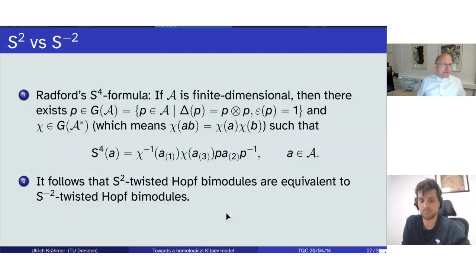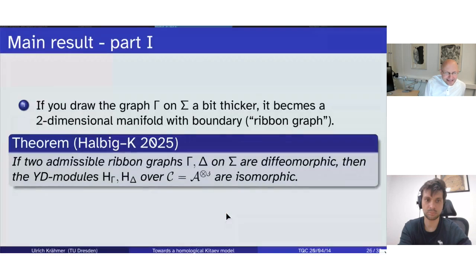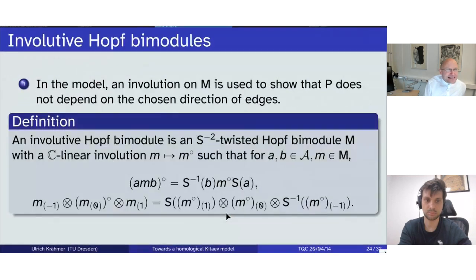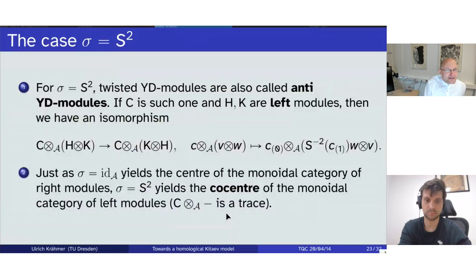We'll get to that in a minute, but before getting there, I want to already mention something which will feature there, namely Radford's S to the 4 formula. I told you that when you come to this anti-Yetter-Drinfeld module business, from the point of view of Hopf algebras, it's the twist given by S squared, which is the most interesting.